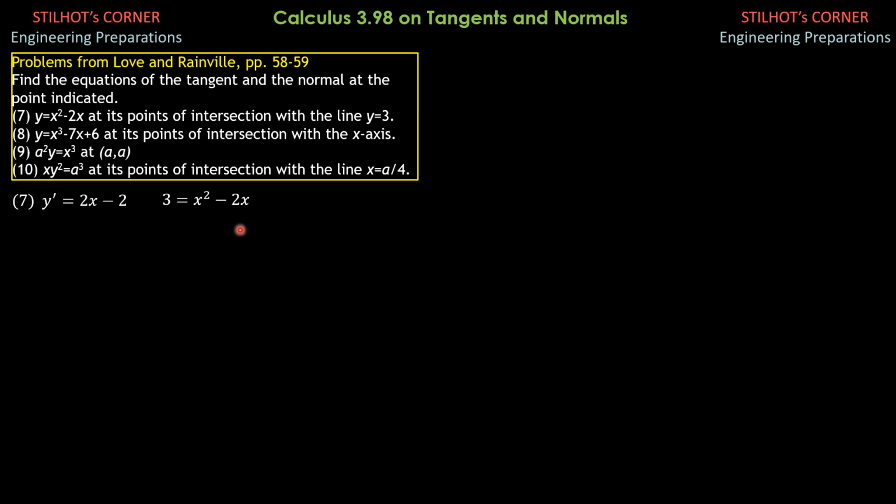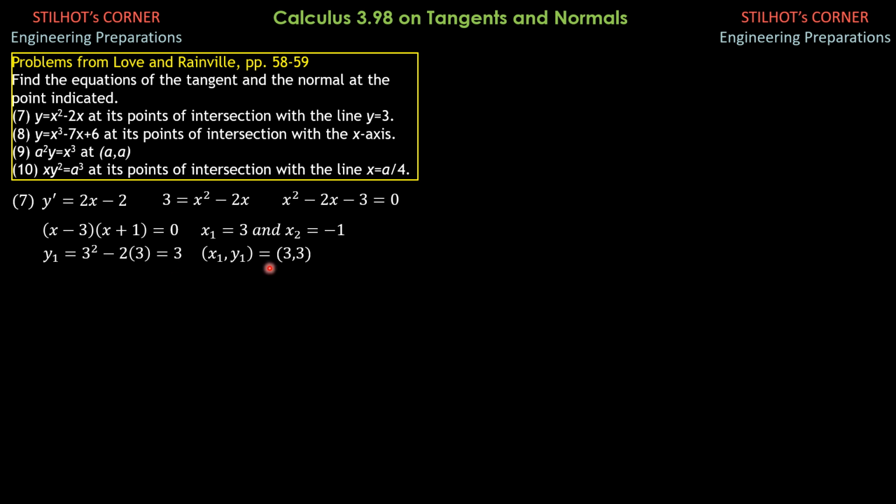So x squared minus 2x minus 3 equals 0, which can be factored into quantity x minus 3 times x plus 1 equals 0. So that means x1 is 3 and y1 is 3, x2 is negative 1, and y2 is still 3. So at the point where x1 is 3, y1 is 3 squared minus 2 times 3. Substitute here. So x1, y1 is 3, 3.